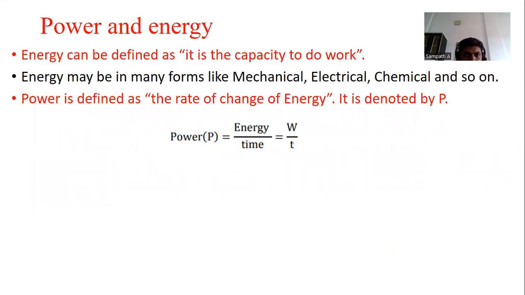The next terms are power and energy. Both are different in meaning. Energy can be defined as the capacity to do some work. Power is energy with respect to time, that is, energy by time. The unit of power is watt and the unit of energy is watt hour. That is the difference. Including time, the power becomes energy.